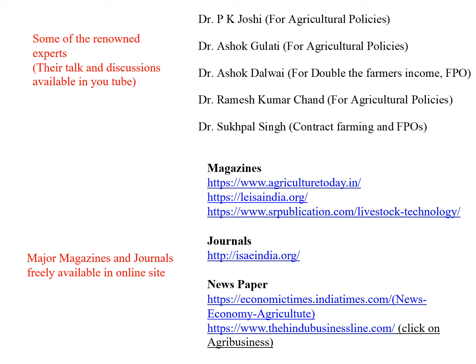You can also access magazines and journals. I regularly follow Agriculture Today, LEISA India, and SR Publication. If you are doing research in livestock, then SR Publication is a good one. For journals, you can access ICAE.org.in. Two newspapers I regularly go through are The Economic Times and The Business Hindu BusinessLine. If you download them and go through them, you will find research material in the line of agribusiness, and it helps you create an understanding for the writing of your research papers, reports, articles and anything else relevant for your master's degree and PhD program.